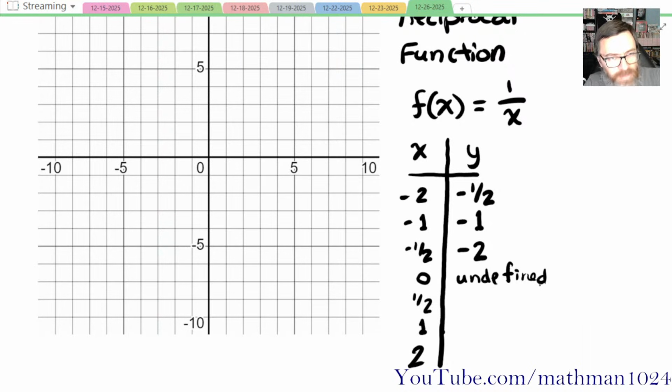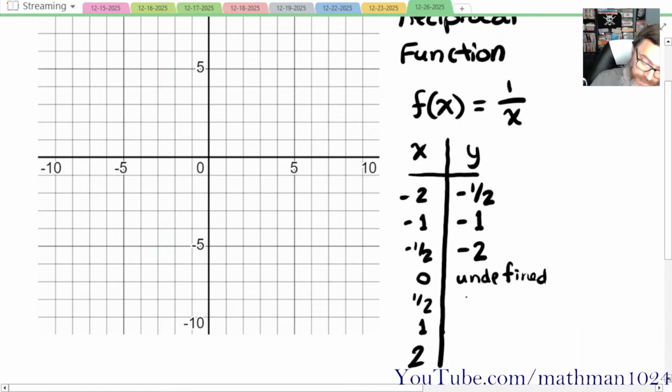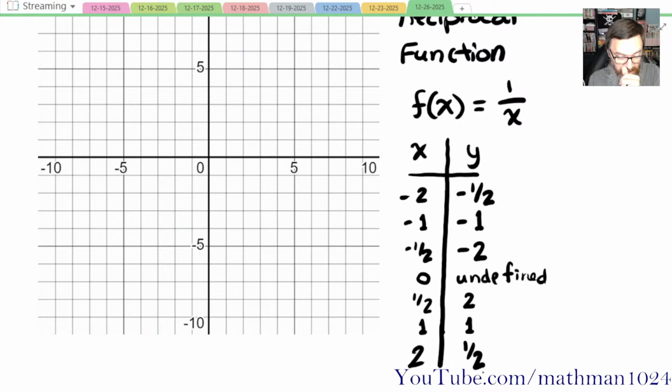All right, let's look at the positive ones. I plug in 1/2, the reciprocal is 2, reciprocal of 1 is 1, and the reciprocal of 2 is 1/2. Now, what you're going to find out here with the reciprocal function is that the bigger the number, the smaller the output value. And the smaller the input value, the larger the output value is.